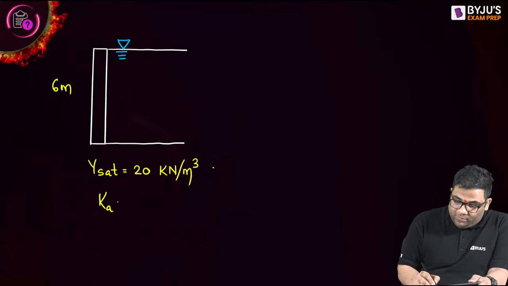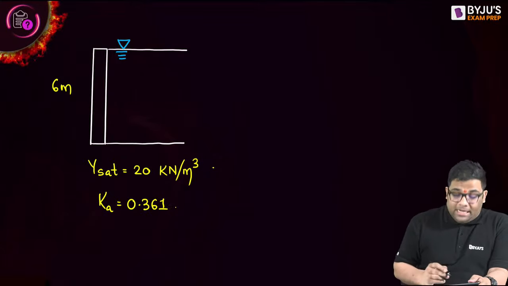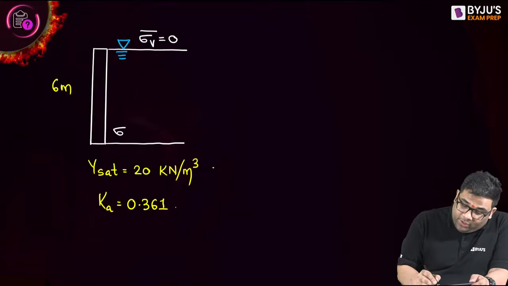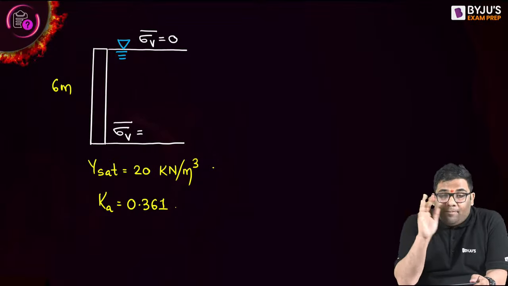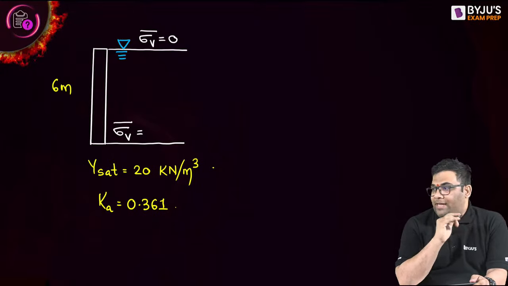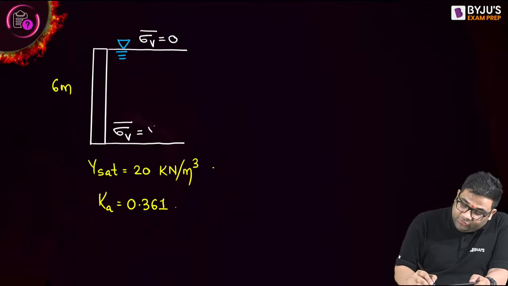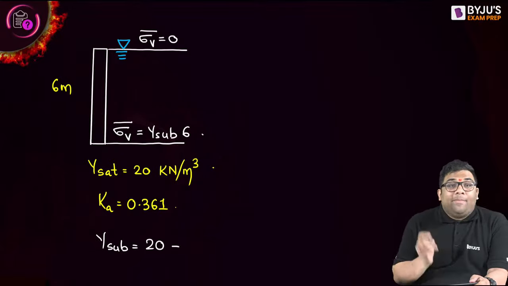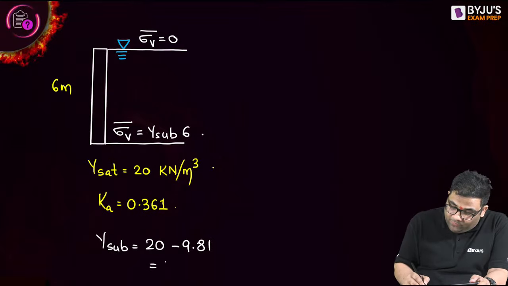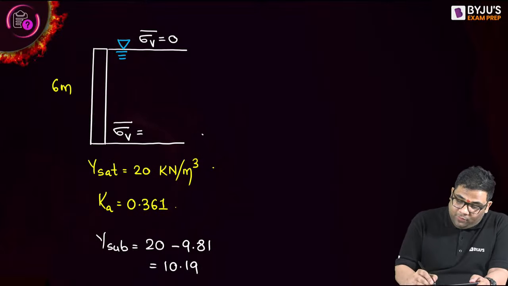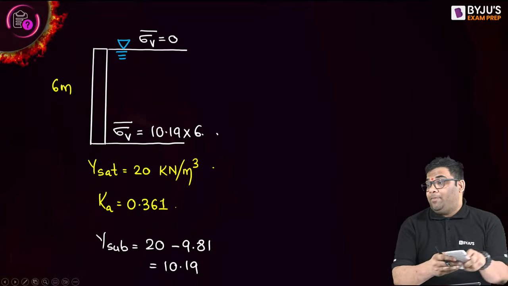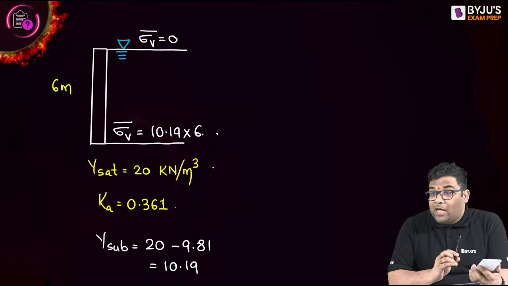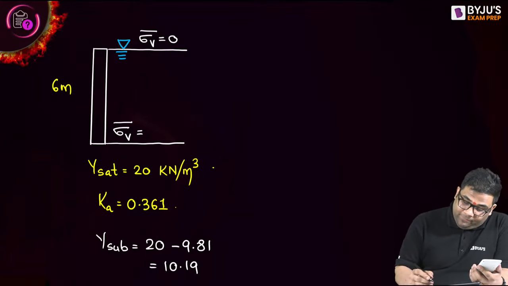Ka we have already got, that is 0.361. Now, when finding the vertical stress, at the top it will still be zero. But at the bottom, I will not take the earlier gamma into 6; I will take gamma submerged into 6. Gamma submerged is gamma saturated minus gamma W, which is 20 minus gamma W, giving 10.19. So 10.19 into 6 gives a vertical stress of 61.14.